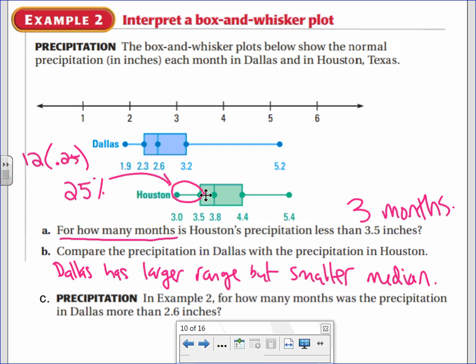It says, how many months was the precipitation in Dallas more than 2.6? We get to do that how many months thing again. So we're in Dallas. We're at 2.6, which is right here. We want it to be greater than 2.6. So what percent of the months did I just put in my green box? 25%, 50%, 75%? What do you guys think? 50%. And so that'd be 6 months. So that was kind of nice. They already had the box and whiskers made. We just had to kind of interpret them.